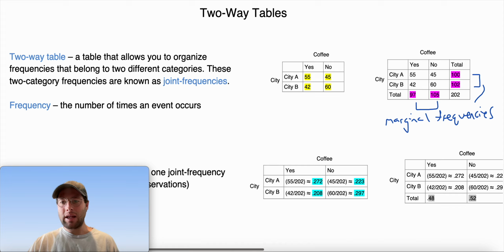And let's notice that this total right here, 202, comes from adding up either these marginal frequencies or the marginal frequencies shown here. And that 202 is equal to the total number of people surveyed. We can also find that number by adding up the total joint frequencies: 55 plus 45 plus 42 plus 60, which would equal 202.